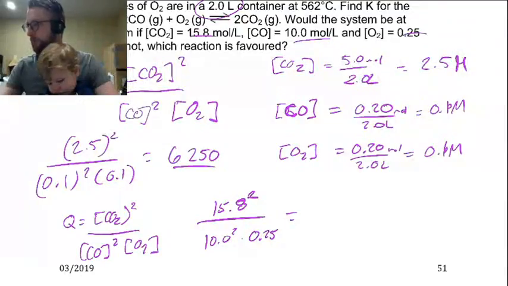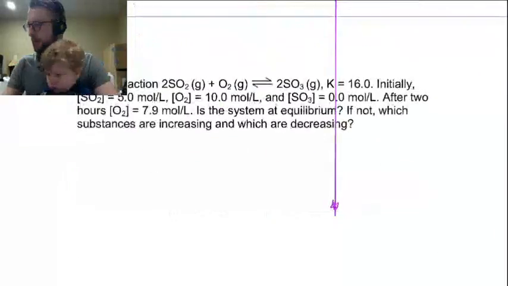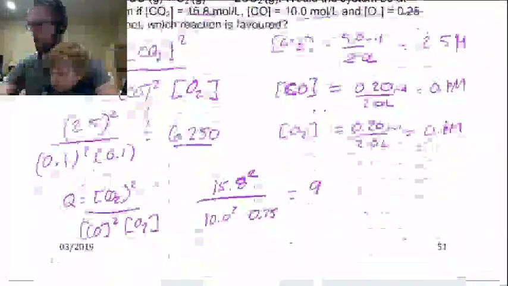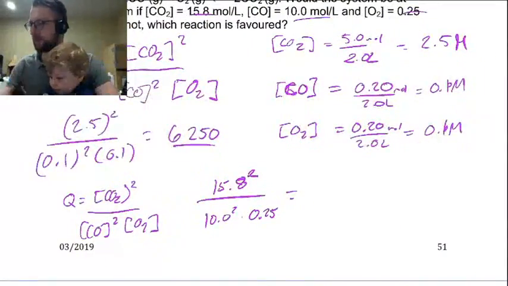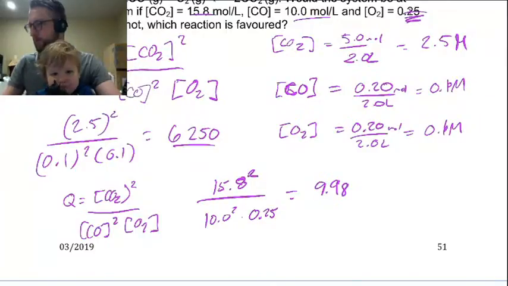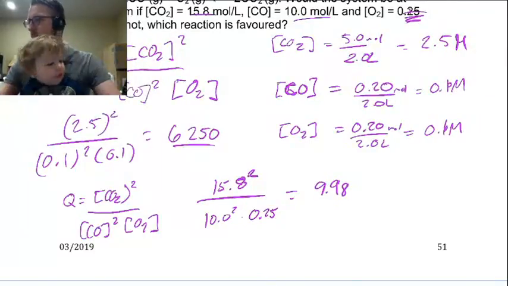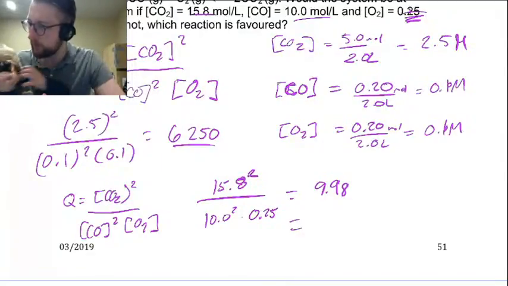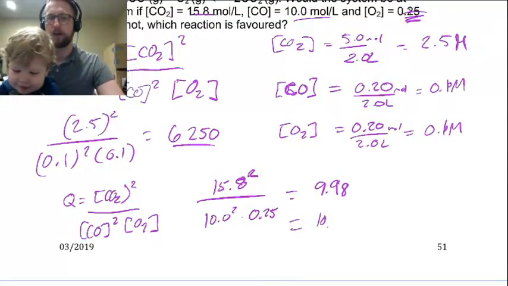Yeah, 9.98. So 9.98. So essentially 10 if you round. So 10 for a two decimal value. Well, they did give us 3, didn't they? Okay, so 9.98 in this equation, there's a 25 there. So that is 2 significant figures, so whatever. It doesn't matter at this point. 10.0.